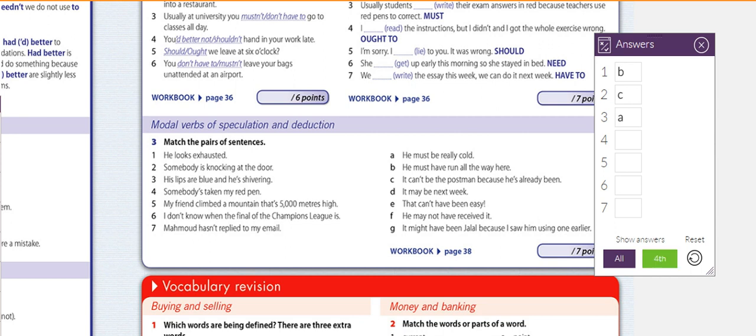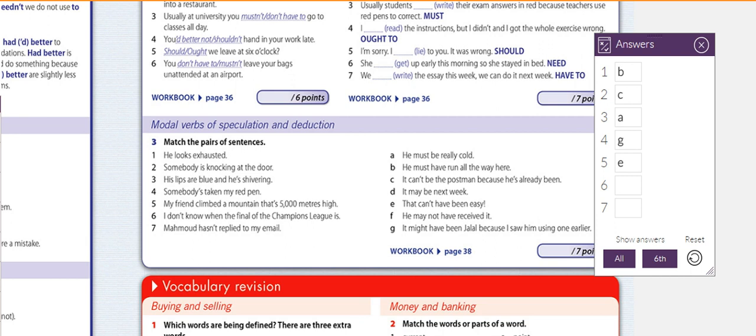Number 4. Somebody has taken my red pen. So the answer is G. It might have been Jalal because I saw him using one earlier. Number 5. My friend climbed a mountain that's 5,000 meters high. Yes, letter E. That can't have been easy.